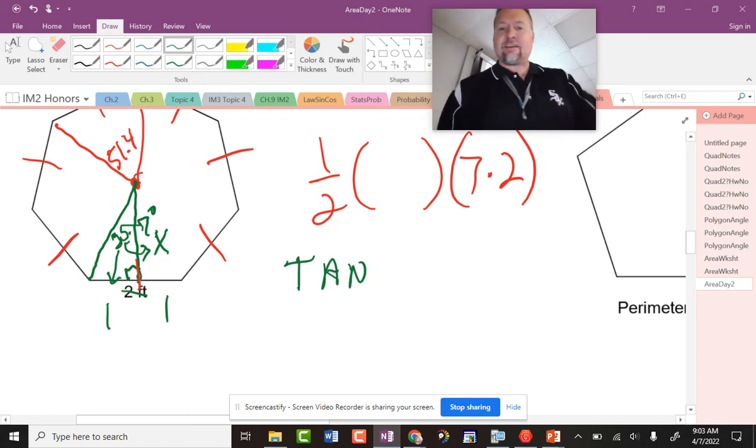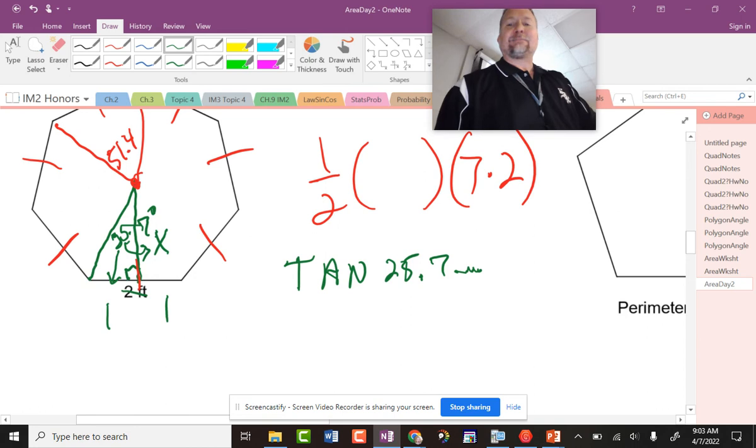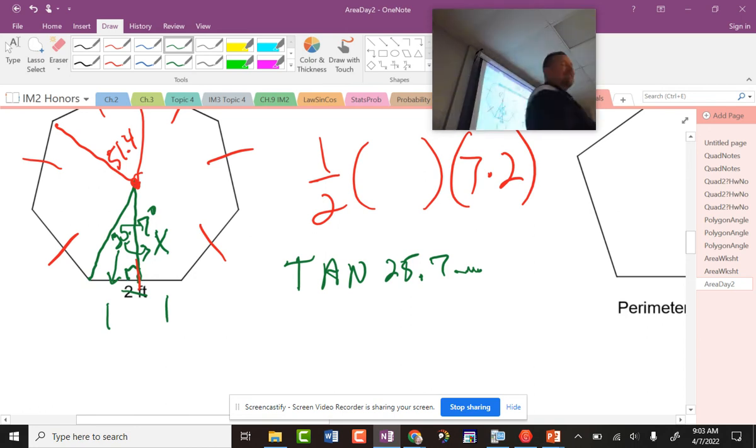Oh, I looked at the wrong thing. Tan of 25.7, but watch how I write this. Dot, dot, dot, dot, dot. That's supposed to be a bunch of dots, but my pen just stinks now.